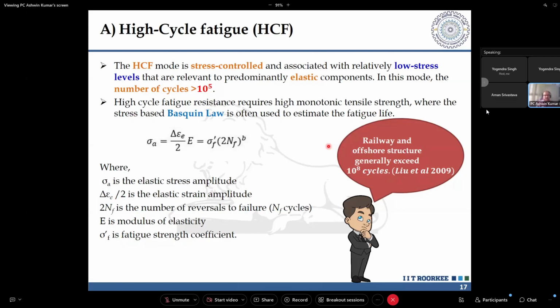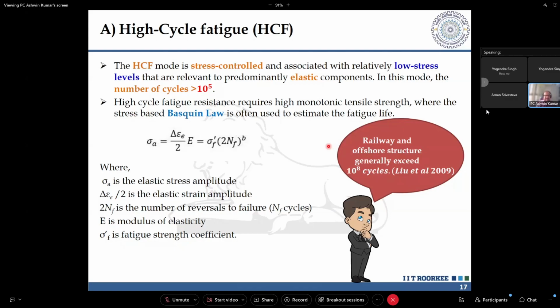So just to get on with the definition, high cycle fatigue mode is stress controlled, where we're looking at the load or the stress range, associated with really low stress levels that are relevant to predominantly elastic components. Yes, our bridge decks are designed to remain elastic under moving loads. Even under earthquake, if you see the RDSO code, what is the response reduction factor that you need to take? The R will be nearly 1, or I think 2 is also mentioned there. So we need that particular deck under moving load to remain essentially elastic.